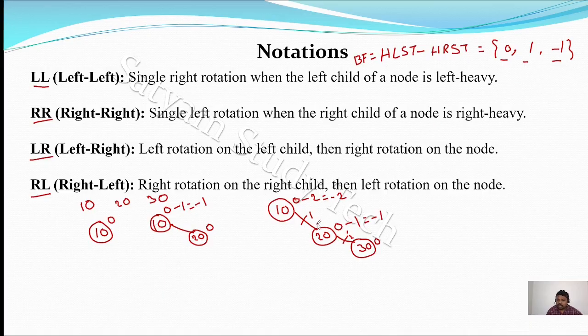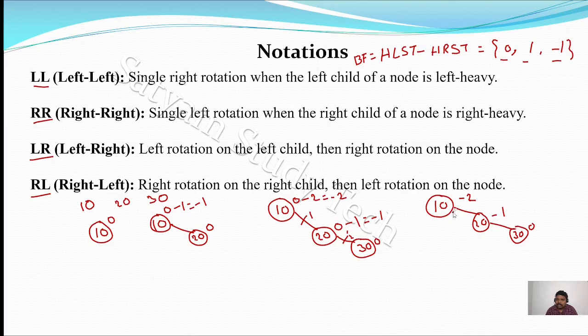Here you can see that for 10, the balance factor is minus 2. For 20, the balance factor is minus 1. For 30, the balance factor is 0. There is no problem with minus 1, and no problem with 0 because they are satisfied. But in this case, the balance factor of this particular node 10 is minus 2.